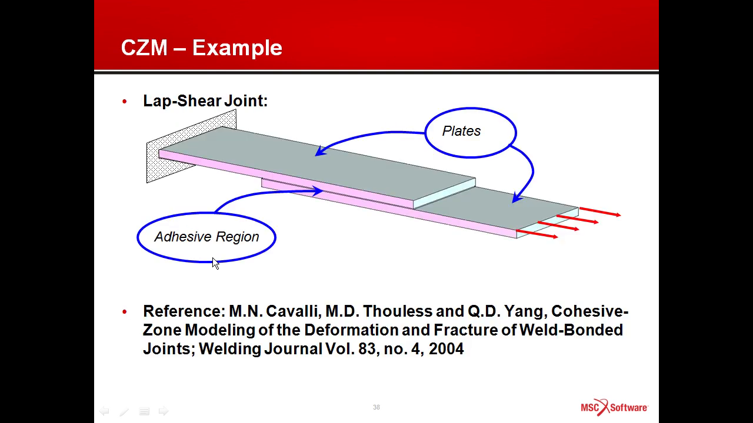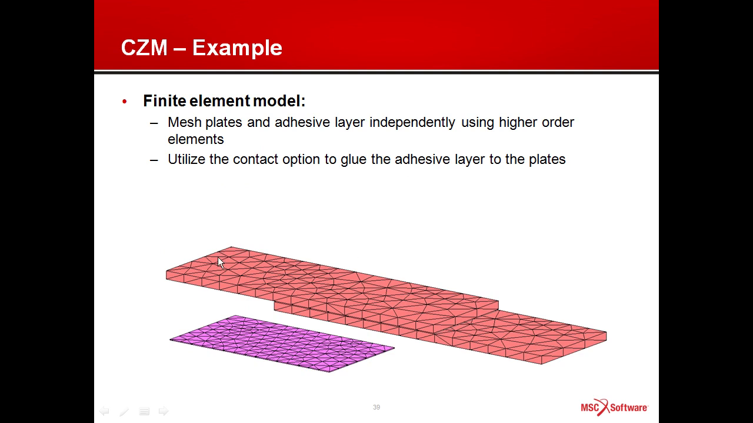Let's look at a CZM example. This is a published example where we're gluing two plates together with a layer of adhesive. We're going to load this up in single shear, and we are meshing both solids with TET10 elements. Notice the two different bodies have really different mesh densities, and they don't have to match up at all at the interface. And we have a layer of interface elements. Again, that does not have to match up with the two meshes either. And all three layers are glued together.